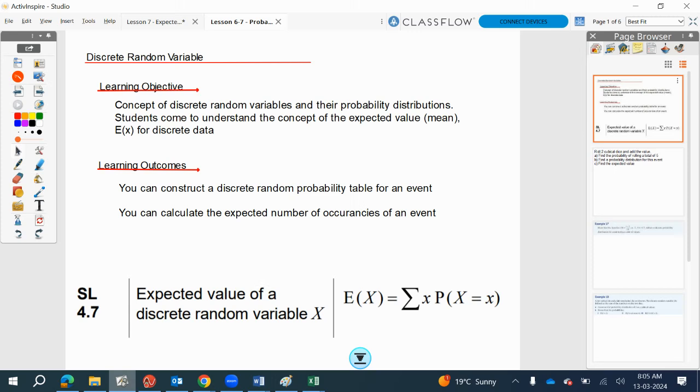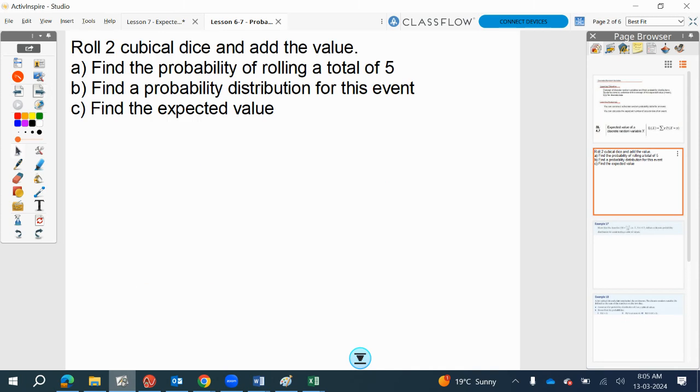Today we're going to look at discrete random variables. So the concept of a discrete random variable, and particularly finding expectation from a discrete random variable. So let's start off with this problem.